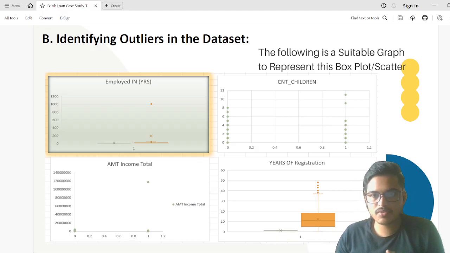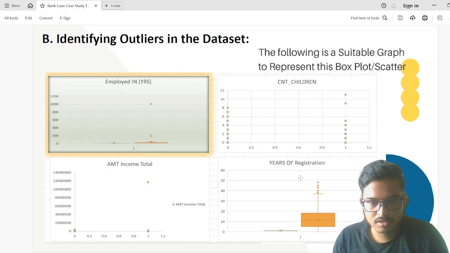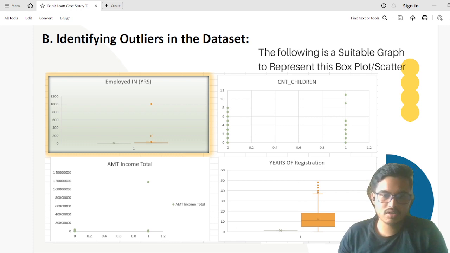So I don't think we need to exchange this because this can be possible. Again, income total has been explained. Also, the years employed has been changed. The year of registration: the people who have registered with us fall under the age category of, we can see, 5 to 50.